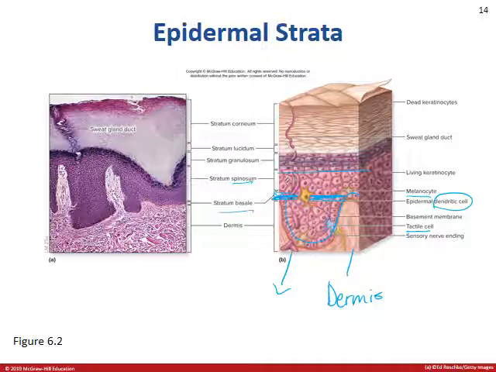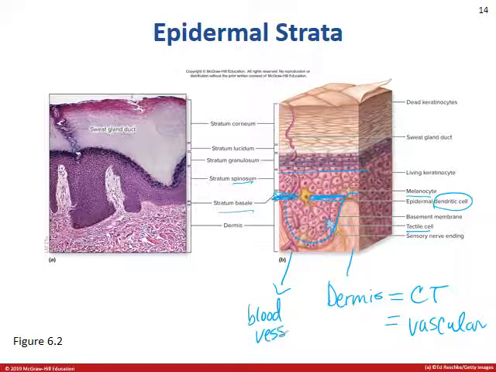Because remember what's in your dermis. Your dermis is connective tissue. Connective tissue is vascular, right? So these are blood vessels. So it's important to memorize things, but it's also important to understand the big picture and why we have the structures where we have them, right?